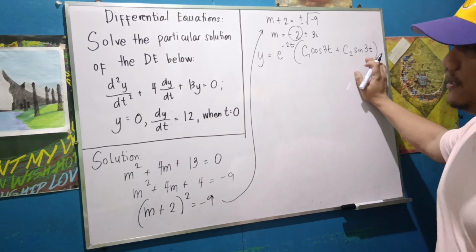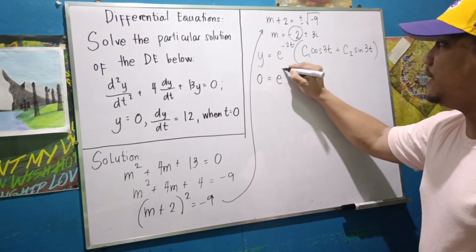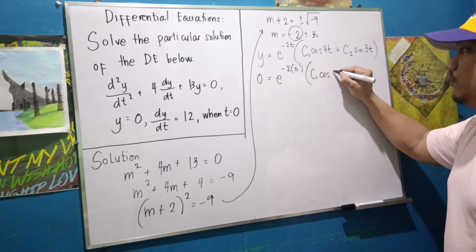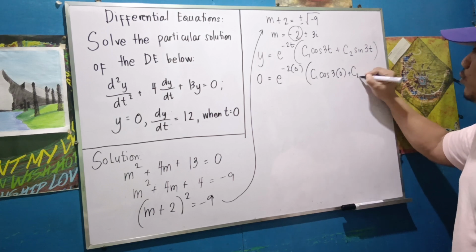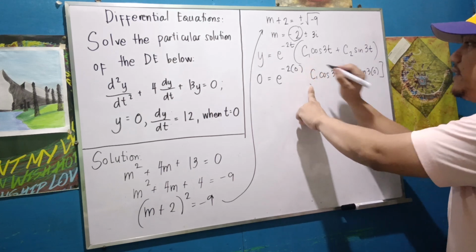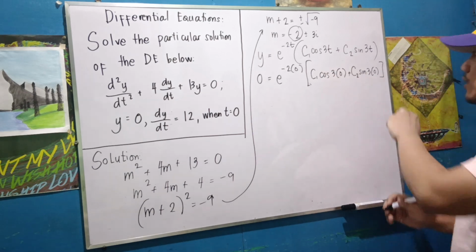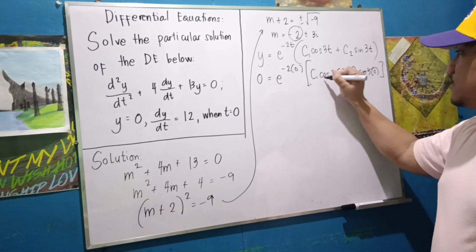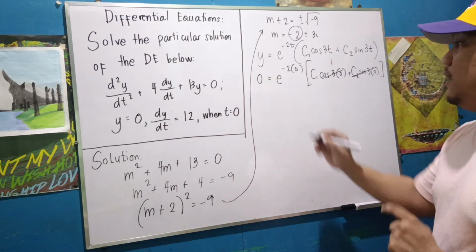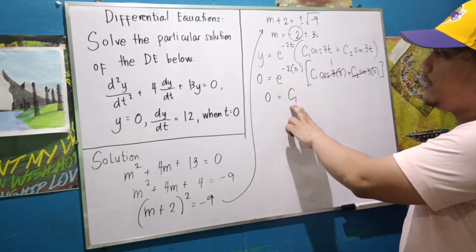Okay, so anong gagawin natin? So una muna, when t equals 0, y equals 0. So we have 0 equals e raised to negative 2 multiplied by 0 multiplied by the bracket c1 cosine of 3 times 0 plus c2 sine of 3 times 0. Gawin natin tong bracket para mas magandang tingnan. So alam natin na ang cosine 0 is equal to 1, ang sine 0 is equal to 0. So this cancels out. Ang e raised to 0 is also equal to 1. So we have 0 equals 1 times c1 times 1, that's c1. Or we have c1 is equal to 0.